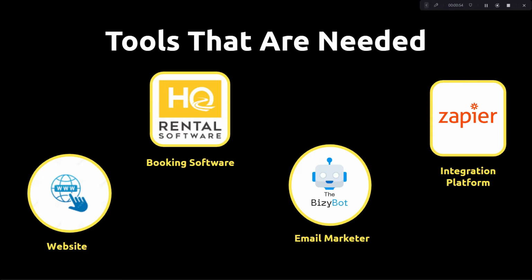You also want to use an integration platform to integrate your booking software with your email or text message sender. In my case, I'm using Zapier, but you can use Automate.io, or you could use Integromat, which is now called Make, or you could use Zoho Flow.